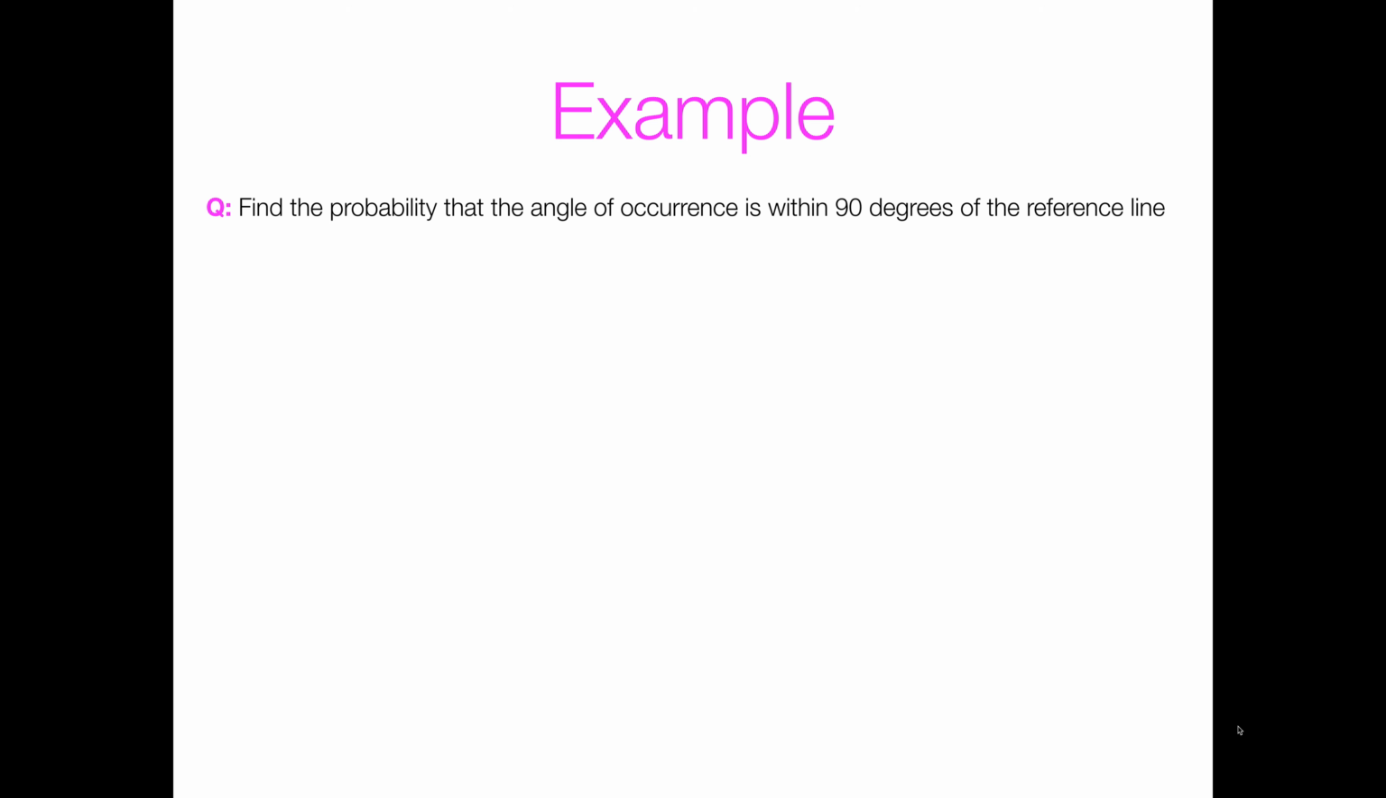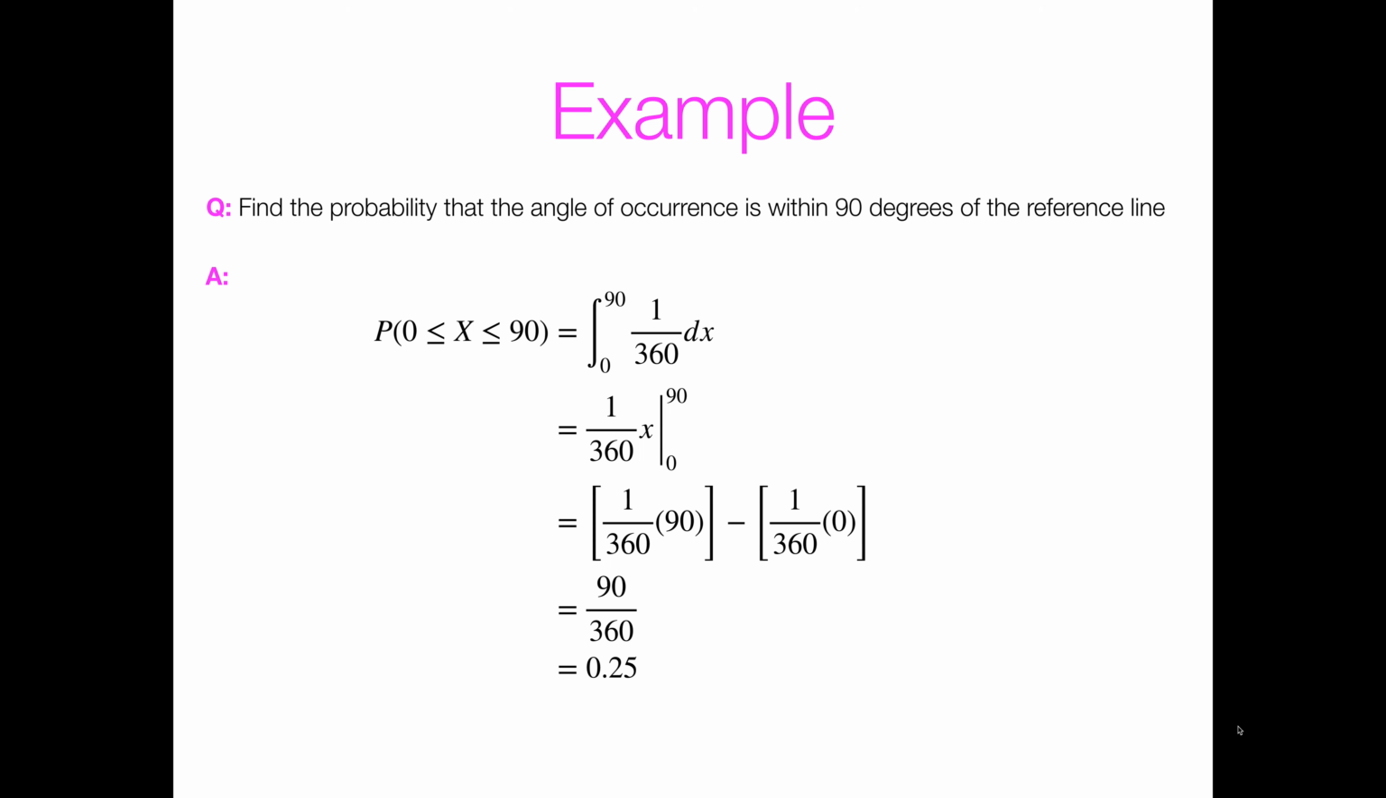Now we want to find some probabilities. So find the probability that the angle of occurrence is within 90 degrees of the reference line. First step is, any good probability starts with a probability statement. So translating from words to symbols, being within 90 degrees is that x is between 0 and 90 inclusive. And again, inclusive versus exclusive, not a big deal here, but it is good practice to write it like that anyway. Even though it doesn't make a difference in the continuous world, it does make a difference when we go back into the discrete world, so we just want to be careful the whole time.